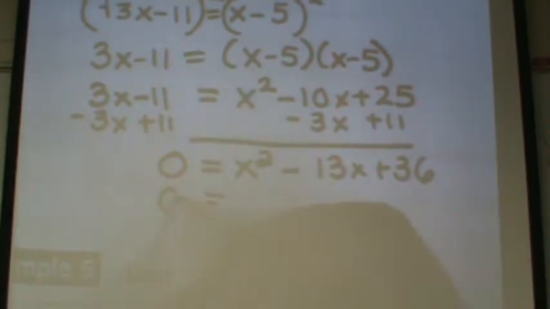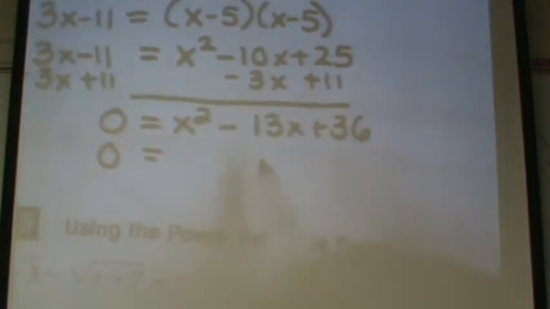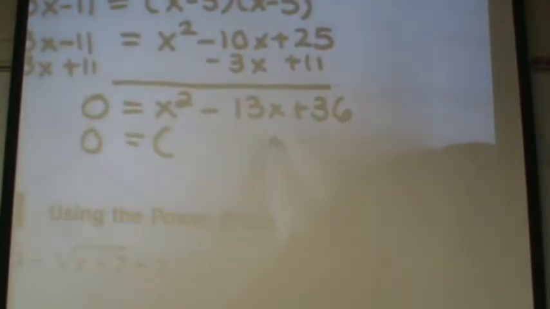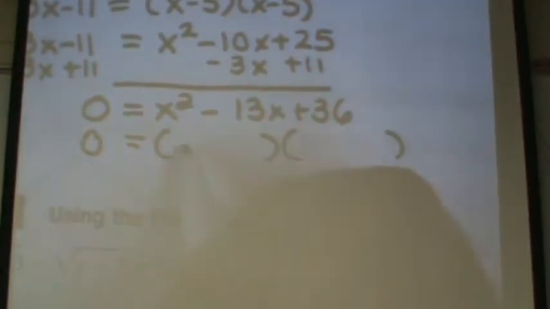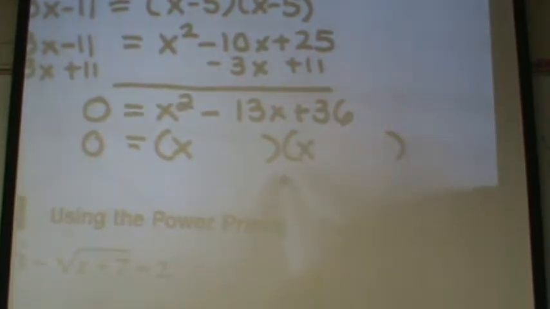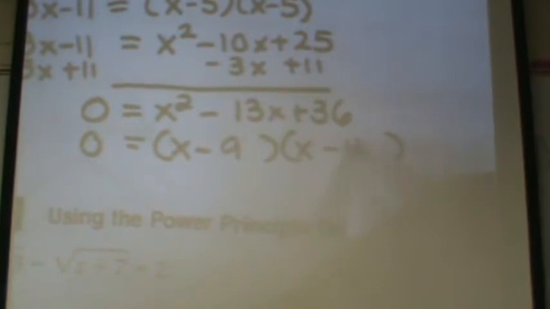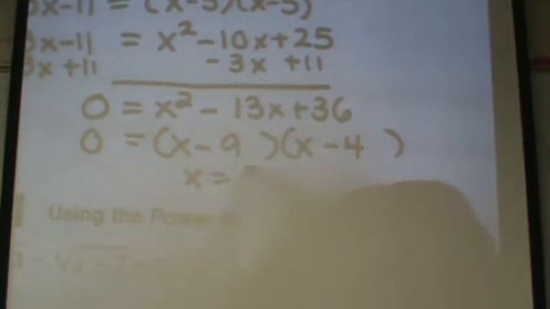Can anyone think of a way to simply factor this quadratic? What are the simple factors of this? x and x, negative 9 and negative 4. And you get 9 and 4.